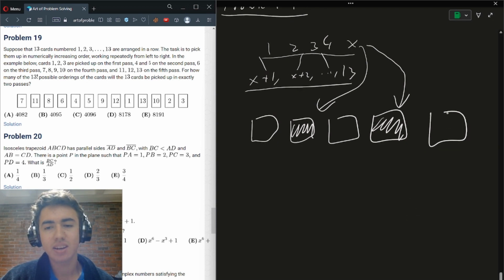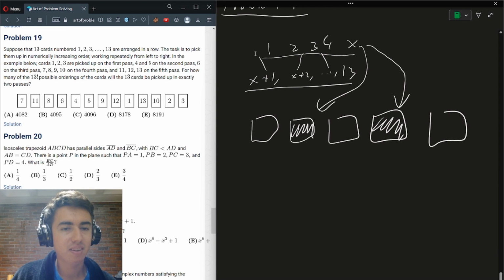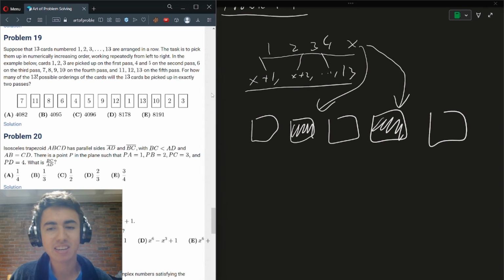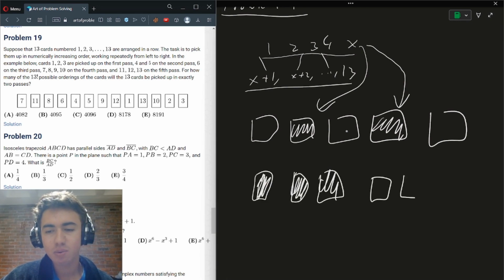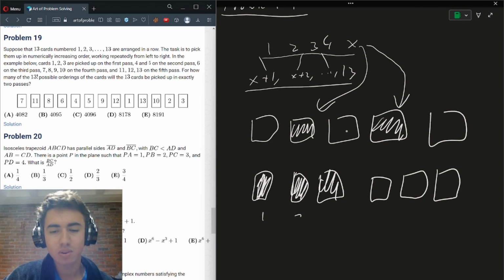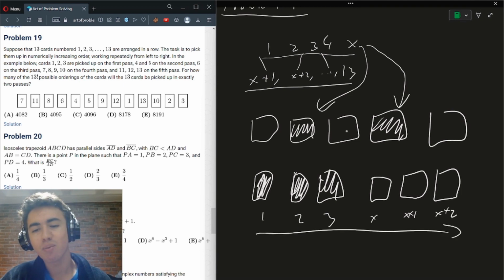However, there's a catch. What about the ways where it takes exactly one pass? Because we want to count the ways that take exactly 2 passes. If you color the cards like this, where some prefix is all colored and the ones afterwards are not, well, that's just the same as going 1, 2, 3, and then x plus 1, x plus 2, etc. That's the same as it taking 1 pass.